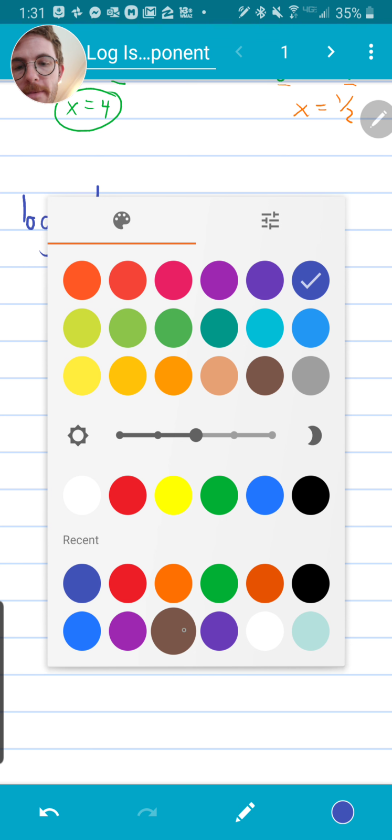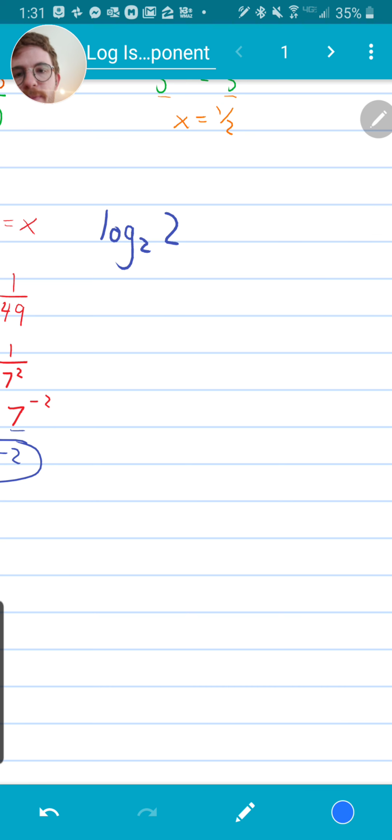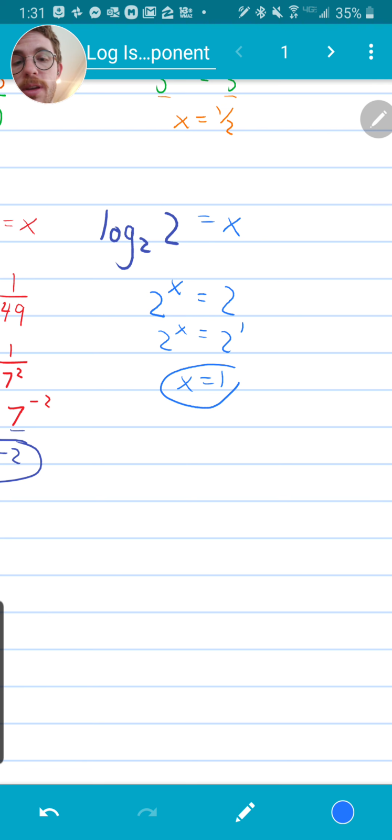All right. Finally, let's go light blue. Log base 2 of 2. Let's set this equal to x. Well, the base is 2. A log is an exponent, and I'm going to set that equal to what's on the inside. 2 is the same thing as 2 to the first power. And when we have common bases, we can compare the exponents, and so x is 1. Log base 2 of 2 is 1.